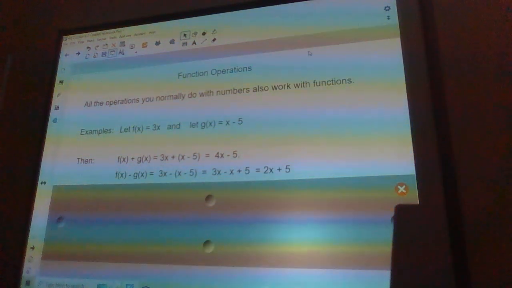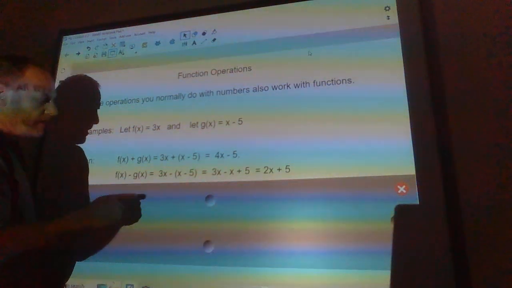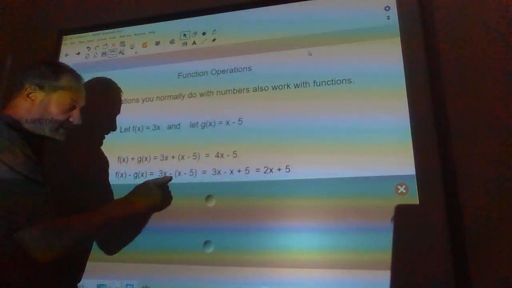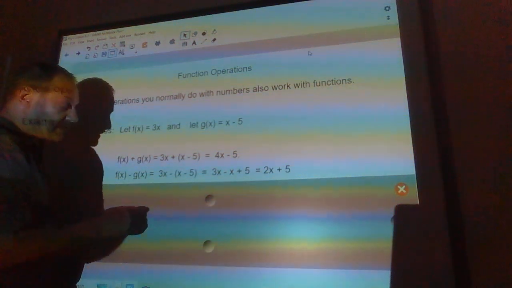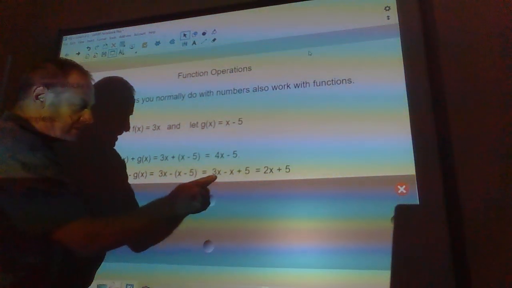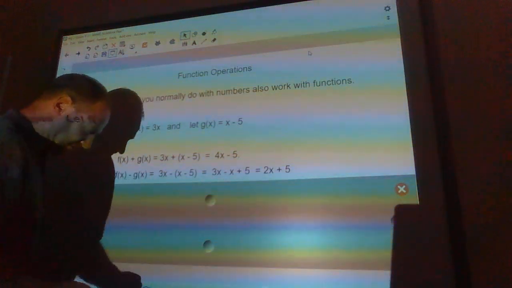If I want f of x minus g of x, the only thing I've got to be careful of is, since I'm subtracting something that has more than one term in it, I need to make sure to put parentheses around that so that I distribute that minus sign. So 3x minus (x minus 5) is 3x minus x plus 5, which is 2x plus 5.